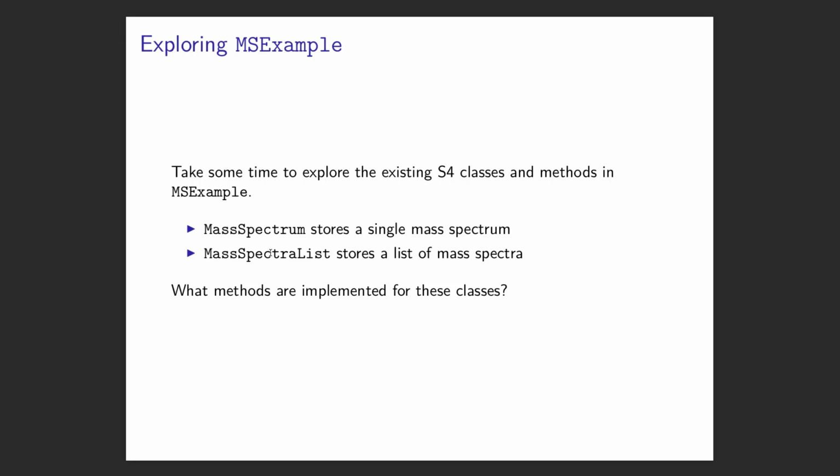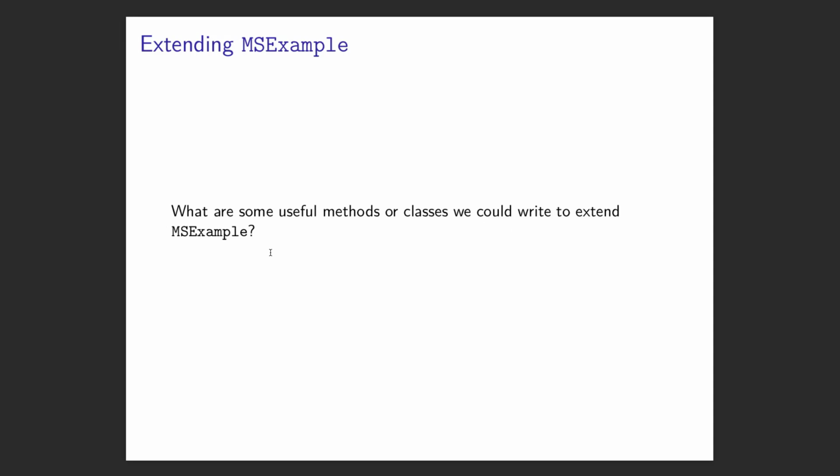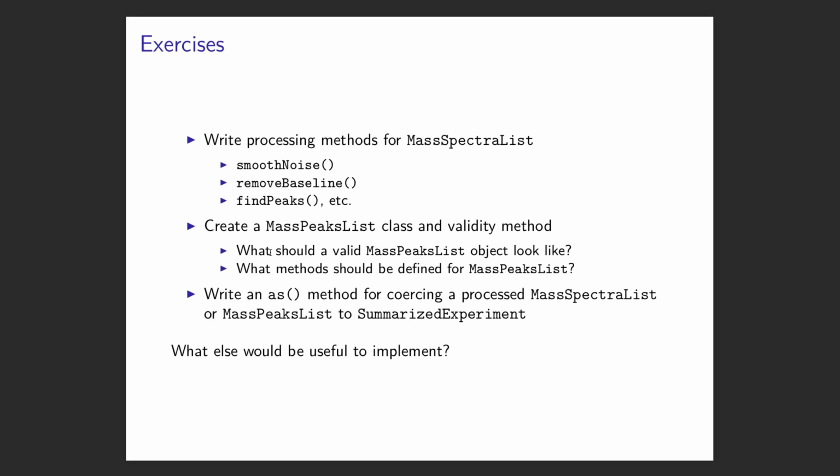So now my question to you is, what are some other useful methods or classes that we could write to extend this very basic package? Does anyone have any obvious ideas? Well, just a couple ideas. The first one I already described to you, but as a homework assignment, you could write processing methods. So you could write new methods for smooth noise, remove baseline, and find peaks that operate on a mass spectral list. All they would need to do is just apply the method smooth noise, remove baseline, or whatever to each of the mass spectrum objects in the list.